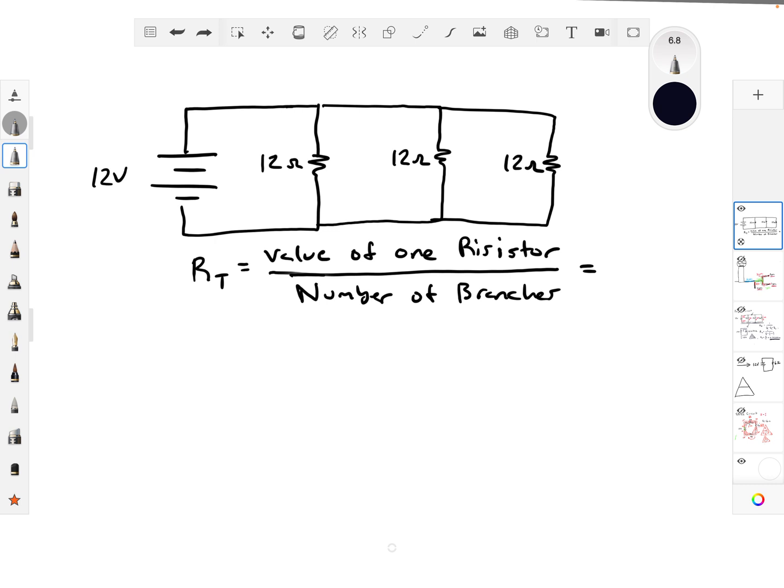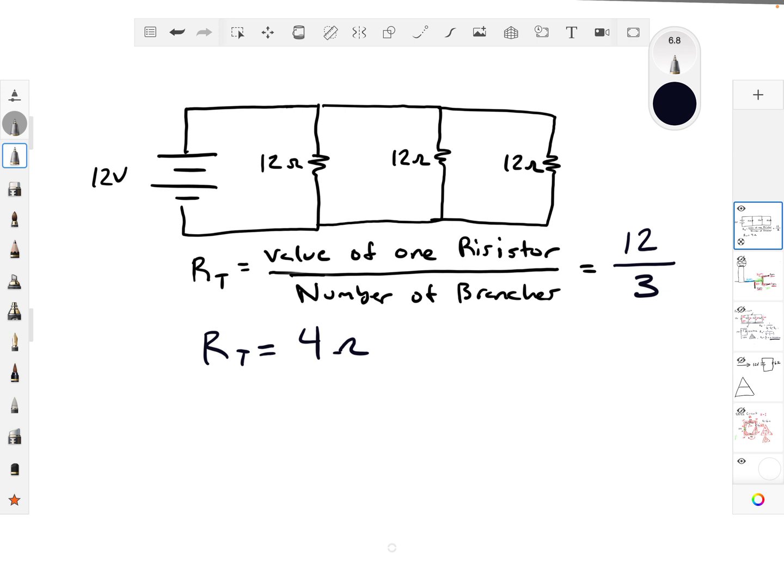The shortcut method is pretty quick and easy, so I just take the value of one of the resistors, right? So that value is 12. This only works if they're all the same, right? And I just divide by the number of branches. Well, how many branches do we have? 1, 2, 3. So 12 divided by 3 is 4 ohms. And is that lower than the lowest resistor? It definitely is. So we did it correctly, or that's at least one check, right?